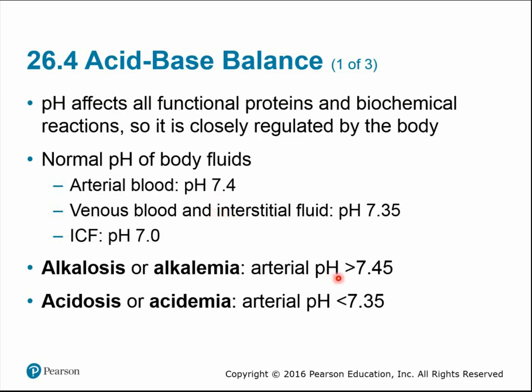So anything that goes above, say, 7.45, could lead to alkalosis or alkalemia. Right? So the blood becomes more alkaline or basic. If we go below, say, 7.35, it could lead to things like acidosis, where the blood becomes more acidic.